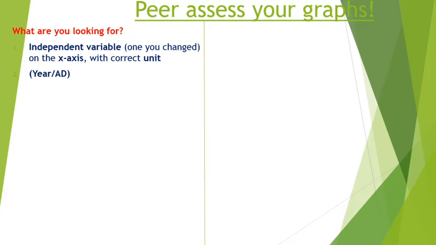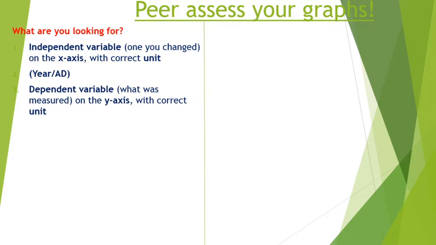On the y-axis, flying high, we should have the dependent variable, so what was measured? What was measured was the actual population, in units of millions.